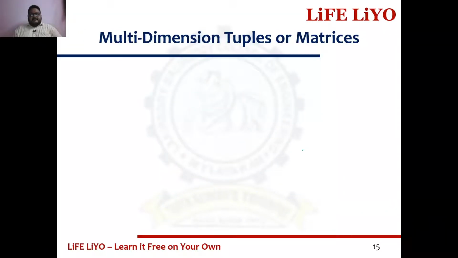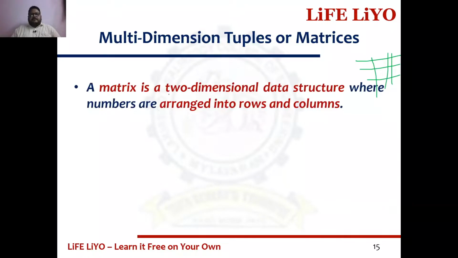Next, multi-dimensional tuples. What do you mean by multi-dimensional? Multi-dimension means nothing but a tuple having another tuple as a member. The best example is the matrix. A matrix is a two-dimensional data structure which holds the data in the format of rows and columns, where the data is arranged in rows and columns.